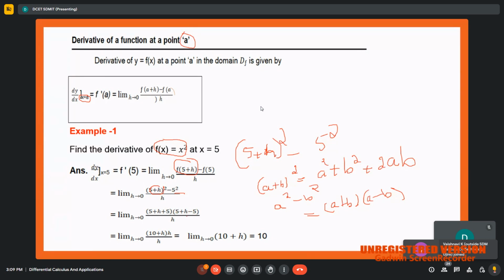Now we multiply and simplify. When we multiply here, the 5 cancels. 5 plus 5 is 10, so we get 10 plus h into h. Now we apply h tends to 0; the h cancels, and 10 plus h becomes 10 plus 0, which is 10. This is how we apply the derivative to the function, that is, the definition of the derivative.